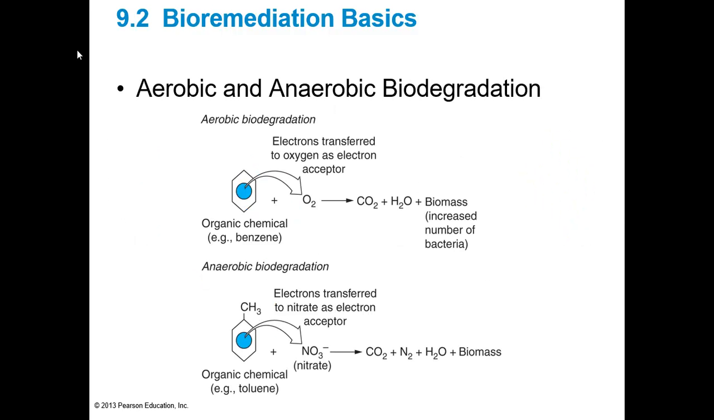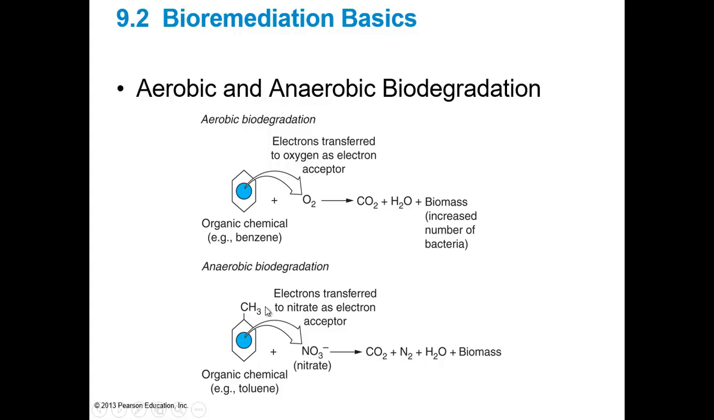Okay, and then we have aerobic biodegradation. And you'll see in aerobic biodegradation, the terminal electron acceptor is oxygen. So this organic chemical like benzene is converted to carbon dioxide, water, and then biomass as the bacteria increase. This is not balanced because we're using just an example hypothetical chemical.